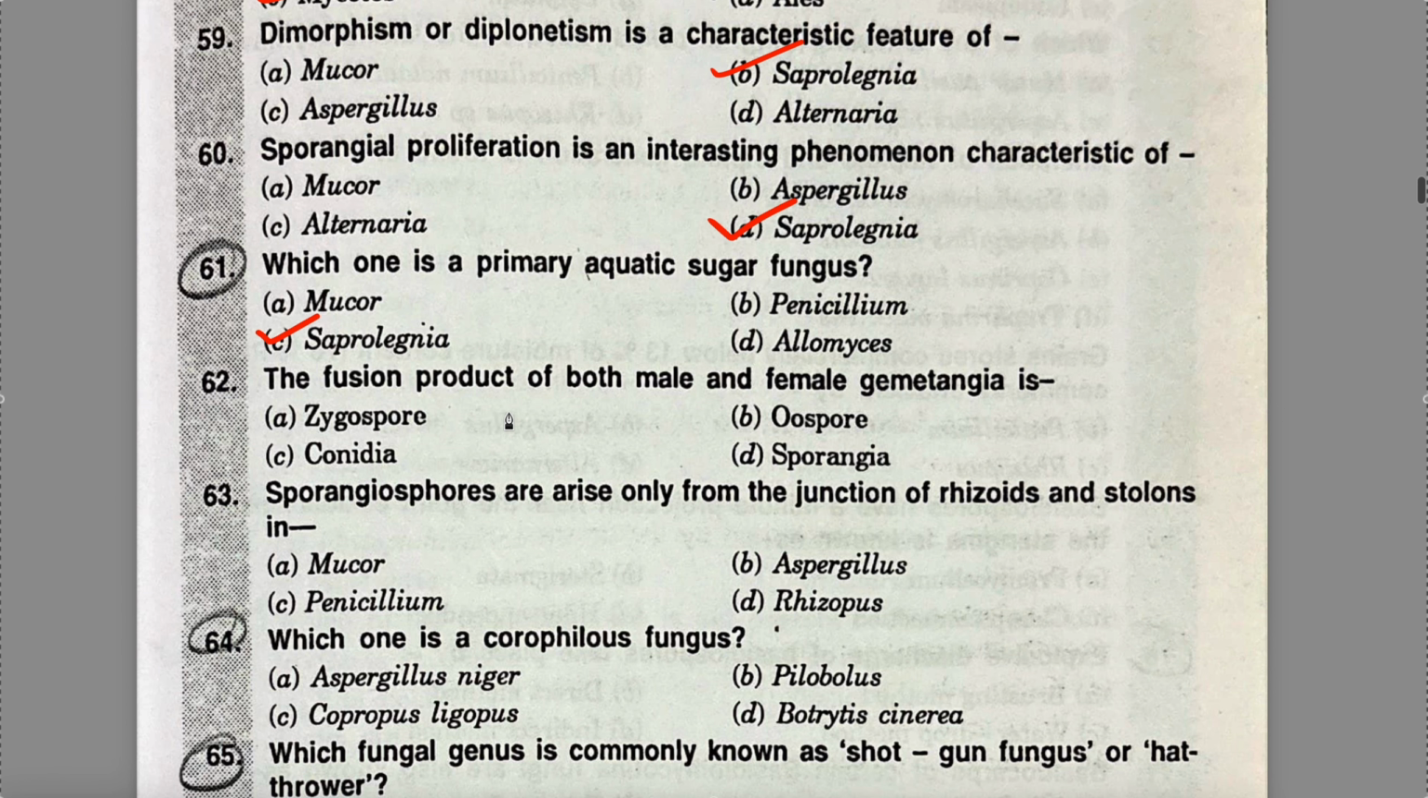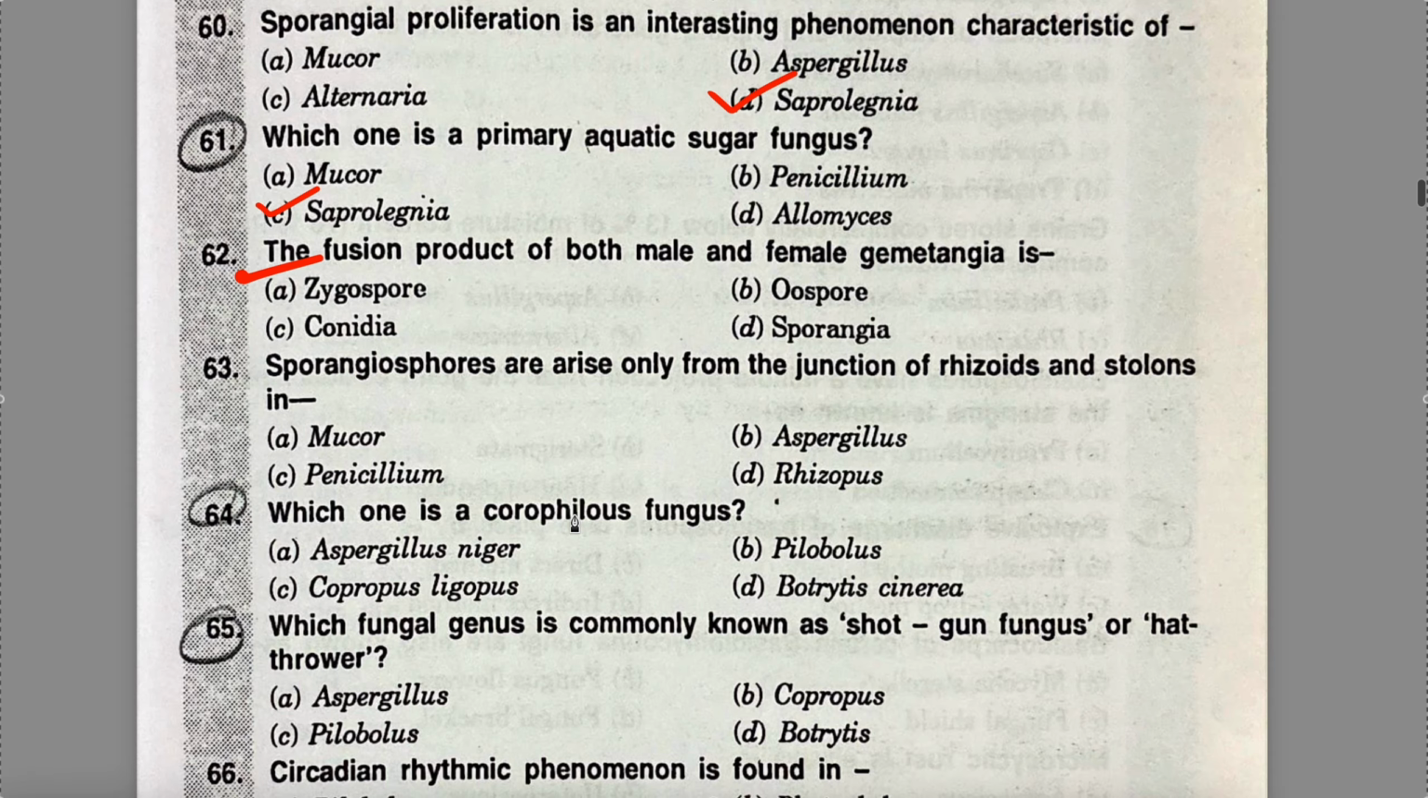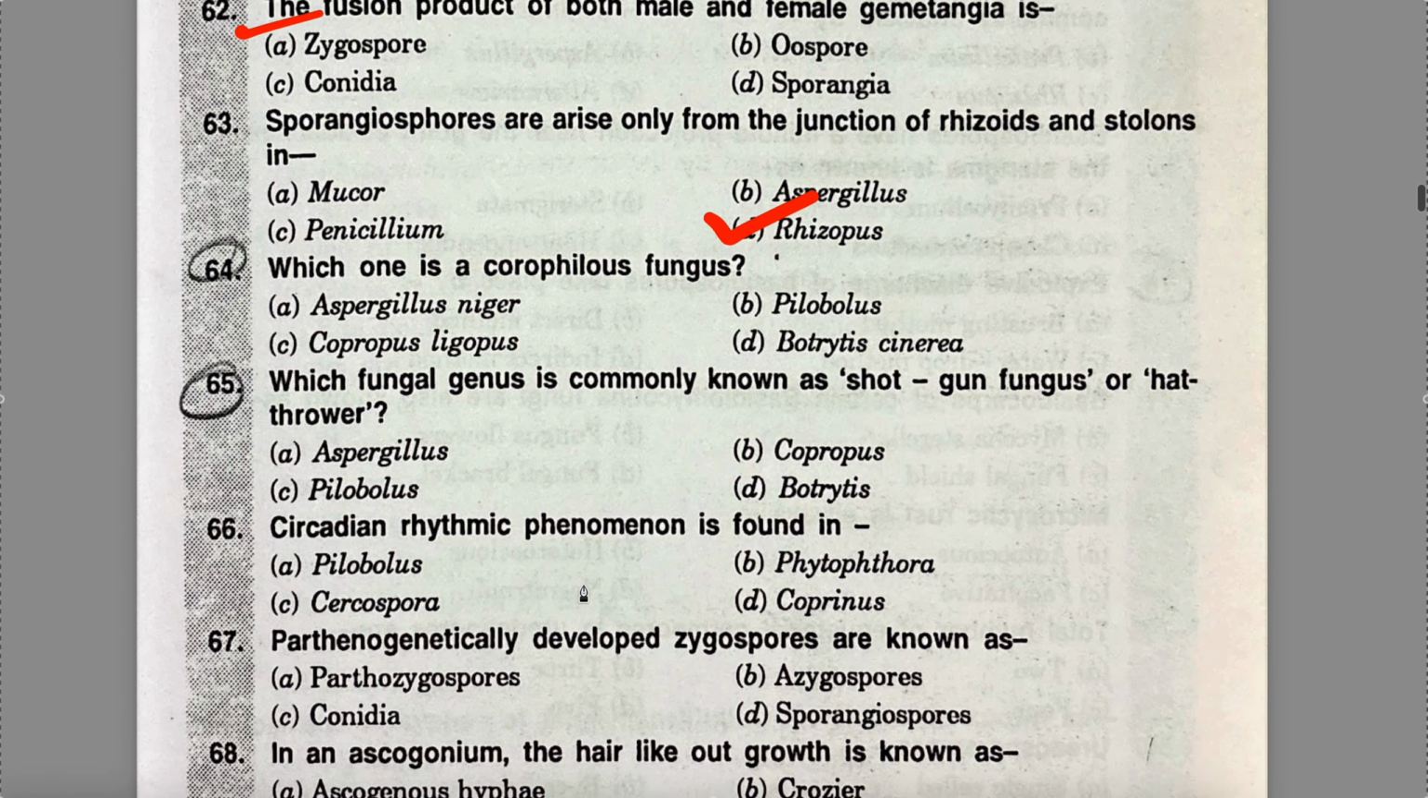62. The fusion product of both male and female gametangia is zygospore, oospore, conidia or sporangia. Option A, zygospore. 63. Sporangiophores arise only from the junction of rhizoids and stolons in Mucor, Aspergillus, Penicillium or Rhizopus. Yes, it's option D, Rhizopus.